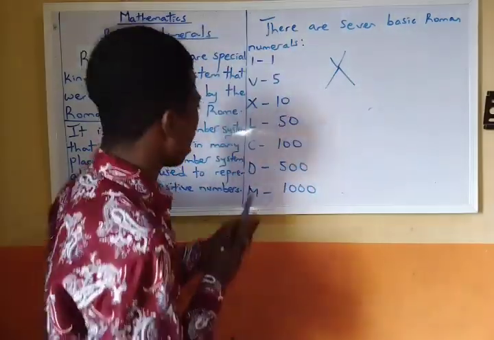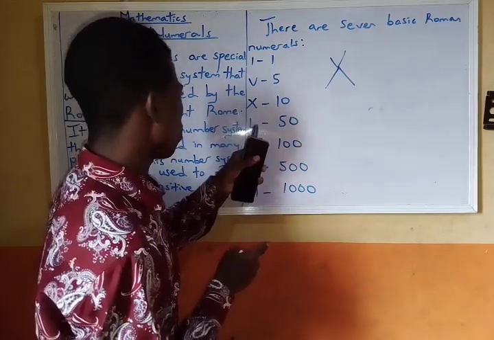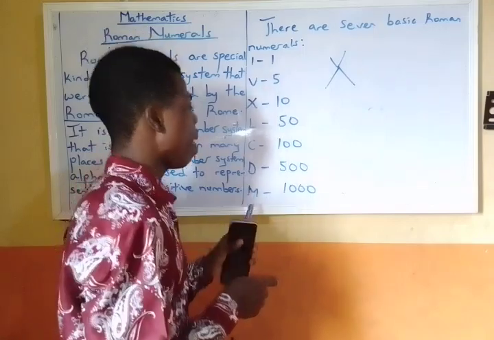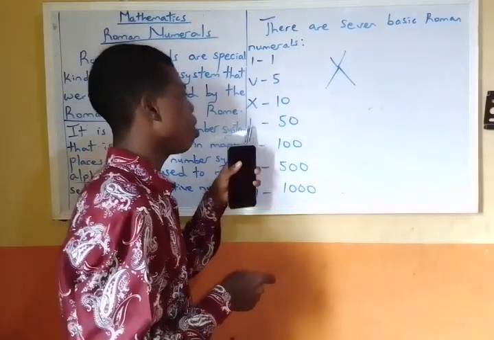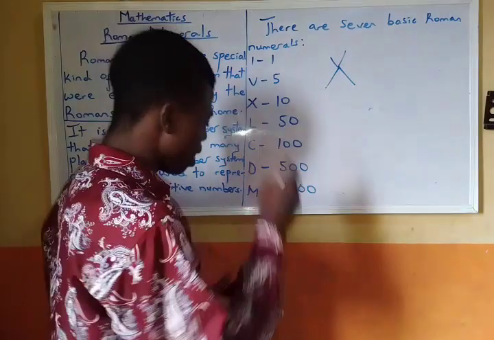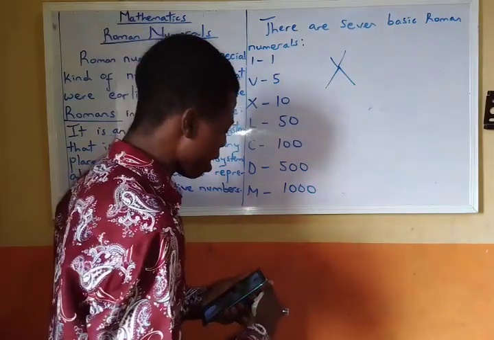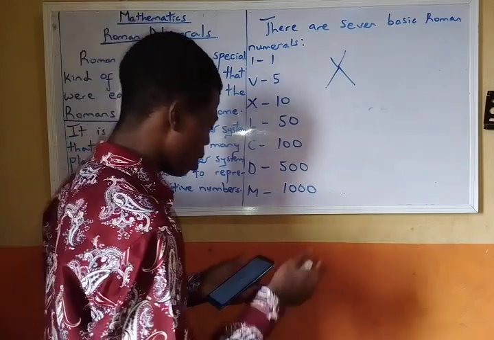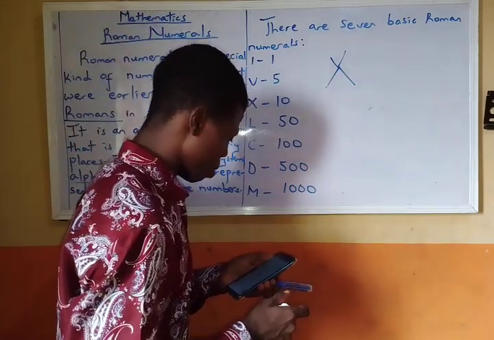Don't forget, my dear cat loves extra vitamins intensely. My dear cat loves extra vitamins intensely. Okay, these are the 7 basic Roman numerals. Are we together now? So I believe you have learned that very well.